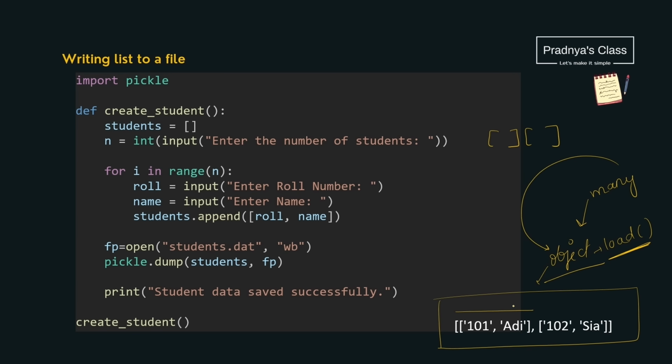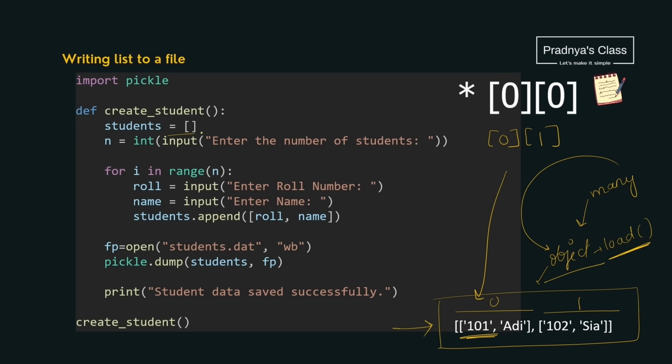This is the 0th element. This is the first element. If you want to access this, you will be writing students of 0, 1. Then you can access this roll number. And to write the record in the form of a nested list, take one list which will be empty in the beginning and use the append function. Create one list of the input data and append it to the list. So it will be in the form of a nested list.